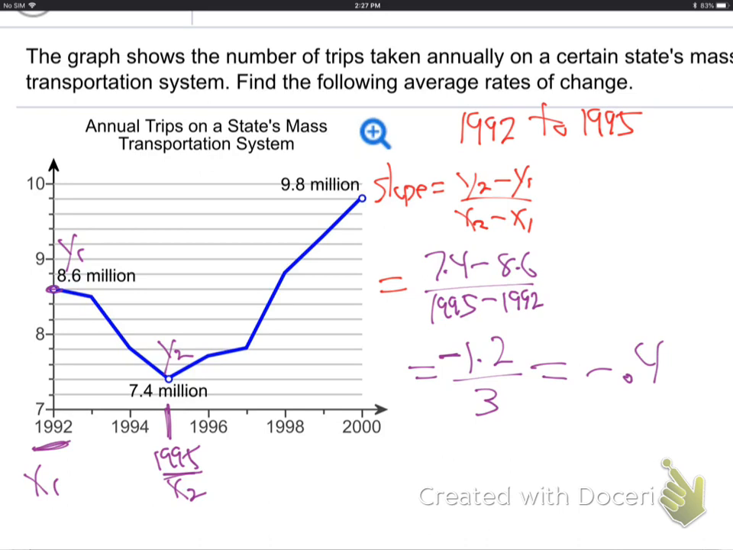Makes sense? And again, I say it's average because it dropped a little bit at first, then it dropped faster later, huh? The average drop was 0.4 per year. That's what a slope is. It's an average rate of change.